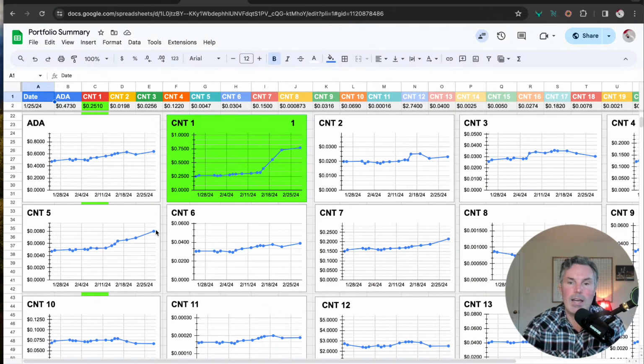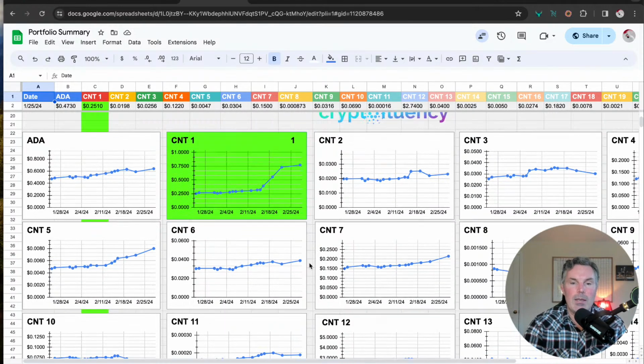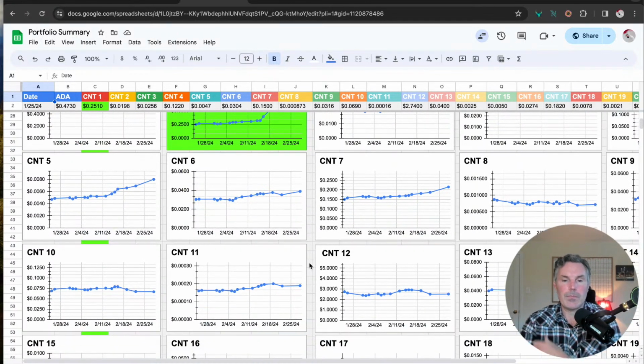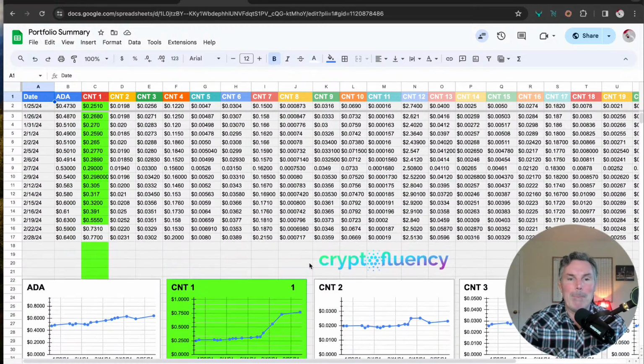Okay, so CNT5 is going way up, CNT7. And if you'd like to see the actual charts in real time in my 27 or my top 25 here, you could become an inner circle group member where you get that full access. Okay, so it's an exciting time. Right now in the portfolio, we're growing.